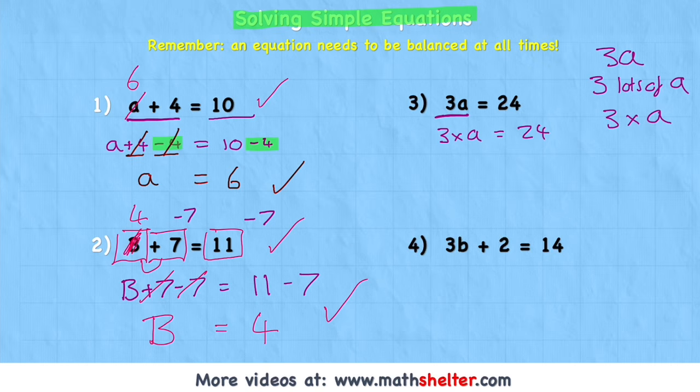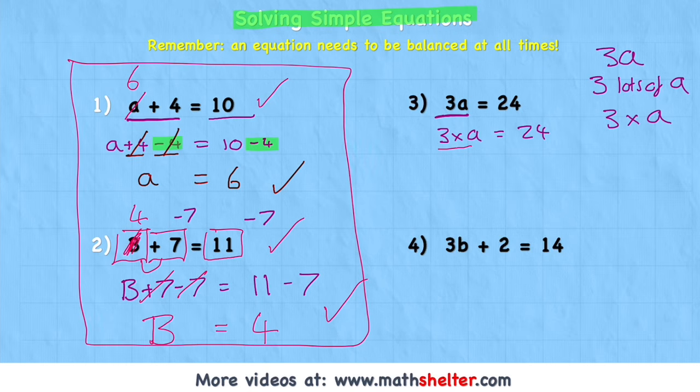So now I need to think, how am I going to get rid of this 3 lots of a? Well, I need to now think about the inverse of multiplication. As we had the inverse of addition was subtraction in this first half of our equations, now I'm looking at multiplication and division. So the opposite of multiplication is division. So if I'm going to get rid of my 3 times, I now need to insert a divided by 3. So my next row could say 3 times a divided by 3 equals 24.